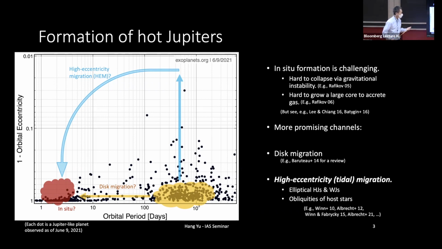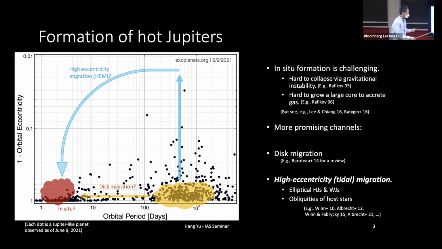And then it's also challenging to grow a core sufficiently massive at this location to allow further gas accretion. So in the end, it seems that in situ formation is unlikely to be the dominant channel to form hot Jupiters. Instead, the more promising channels are disk migration and high eccentricity tidal migration.